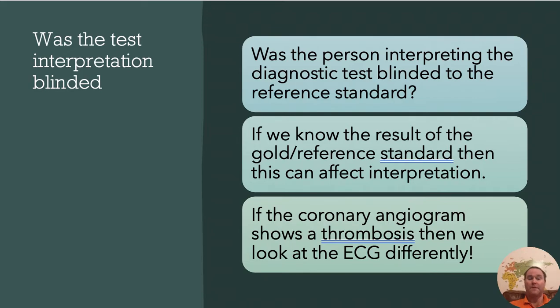The next question that you might want to ask yourself was the test interpretation blinded? Was the person interpreting the diagnostic test blinded to the reference standard? Because if the person that's interpreting the test was aware of the outcome, then that could affect interpretation. So if the coronary angiogram showed stenosis or a clot, then it might mean that they look at an ECG differently and start looking for signs of ischemia.